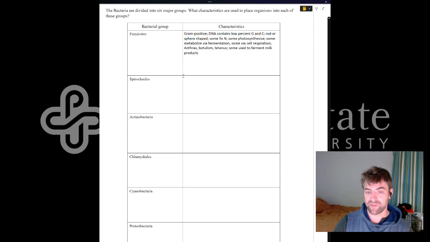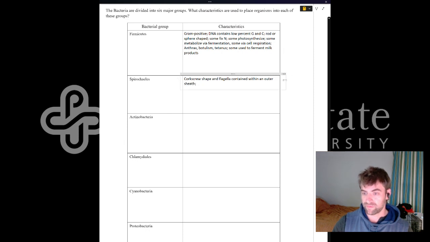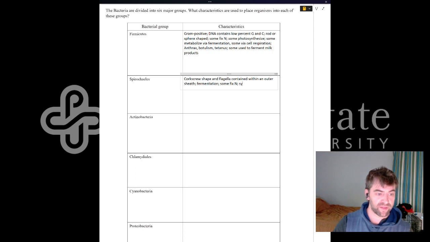Spirochetes, so named for their distinctive spiral or corkscrew shape. Metabolized via fermentation. Some fix nitrogen. Syphilis and Lyme disease are both caused by these. Many are anaerobic.